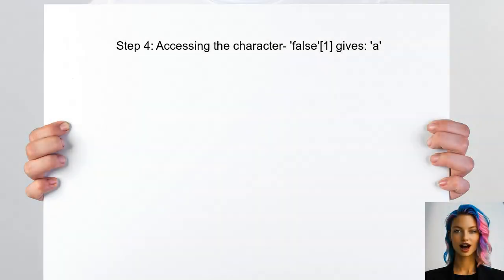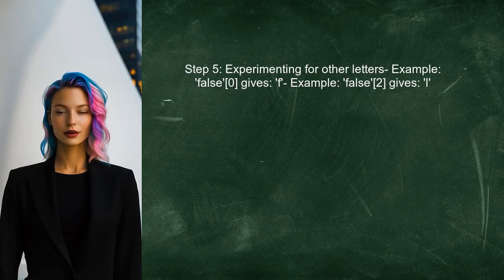Next, the user should look at the expression plus small p. Here, evaluates to 1, which means we are accessing the first index of the string false. This gives us the character at index 1, which is A. Finally, the user can experiment with similar expressions to get other letters. For example, changing the index can yield different characters from the string.